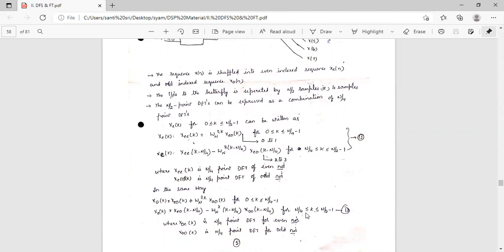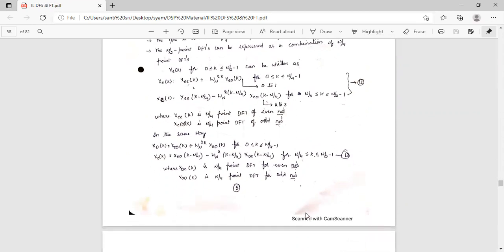In the same way, XO of K is equal to XEO of K plus Wn for 2K into XO of K, for K in 0 to n by 4 minus 1, and XO of K is equal to XOE of K minus n by 4 minus Wn for 2 into K minus n by 4 into XOO of K minus n by 4 for n by 4 is less than or equal to K is less than or equal to n by 2 minus 1, that is equation number 13, where XOE of K is the n by 4 point DFT for even numbers, XOO of K is the n by 4 point DFT for odd numbers, right?